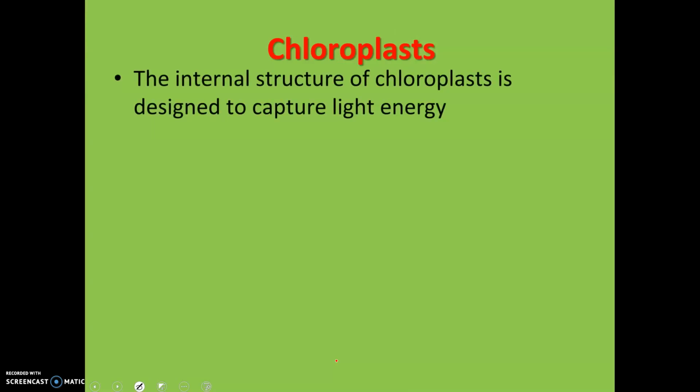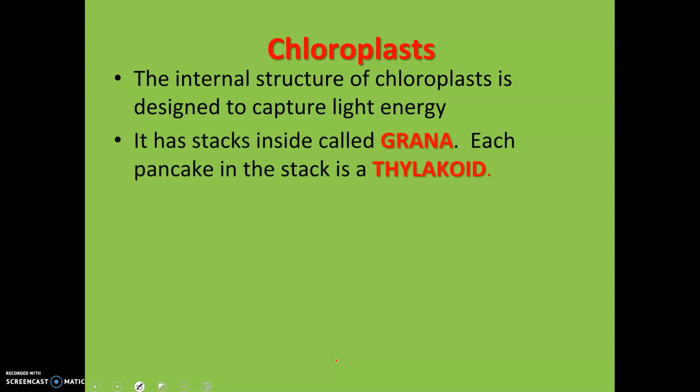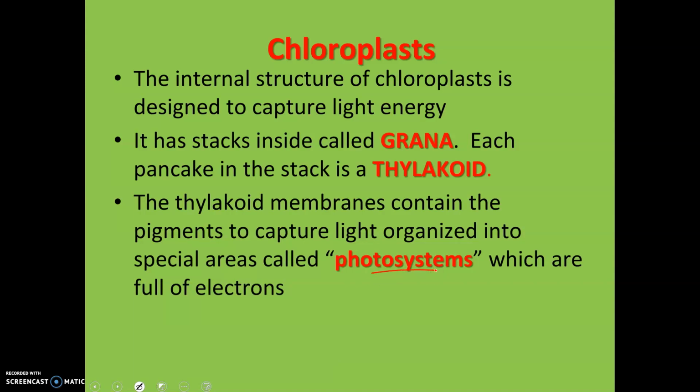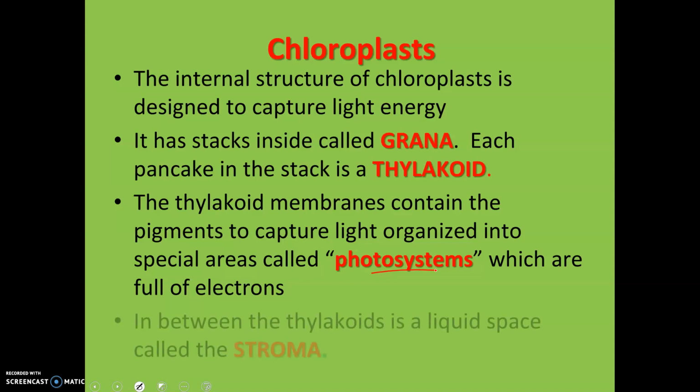So the internal structure of a chloroplast, which is our organelle for photosynthesis, is specifically designed to capture the energy of the light. It has these stacks called grana, and each little pancake-looking thing in the stack is called a thylakoid. And it turns out that the thylakoid membrane, the membranes of these little pancakes, is where all the chlorophyll is. It's all organized into these special areas called photosystems, and those photosystems have electrons that have the ability to get very excited when they are hit by the correct wavelength of light.